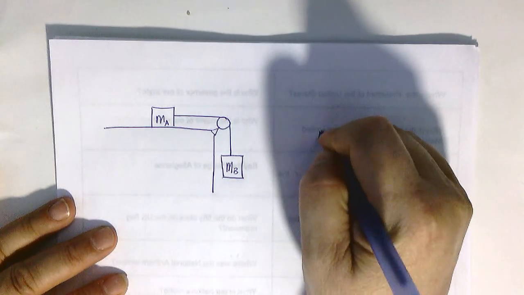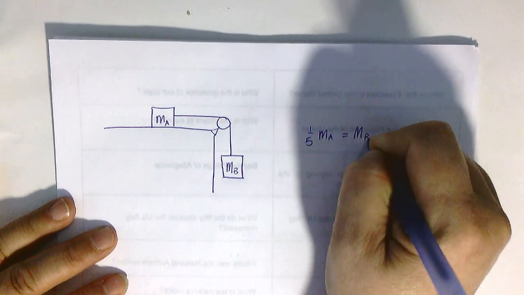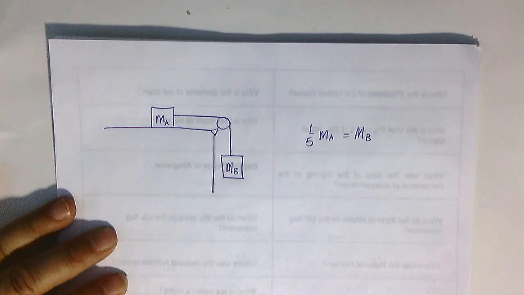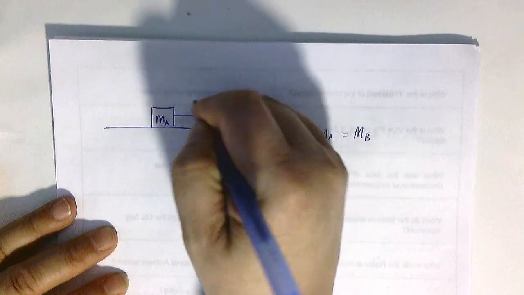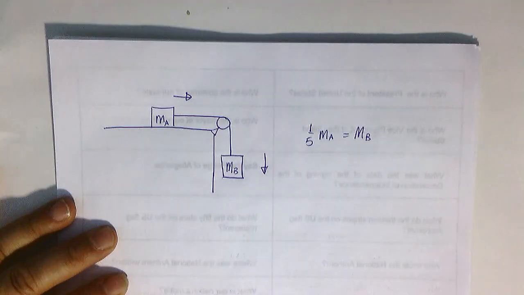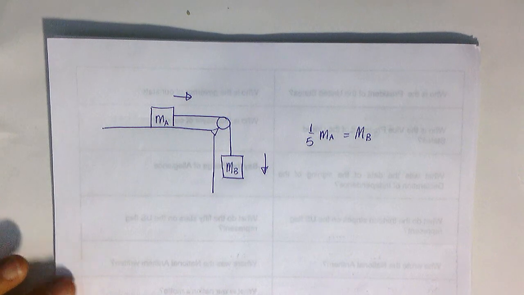We know that MA is 1/5 the mass of MB. And so that tells me that instead of these blocks just hanging there, block B is going to move this way and block A is going to move this way. Okay, so I'm going to have to draw my diagrams separately for each object.